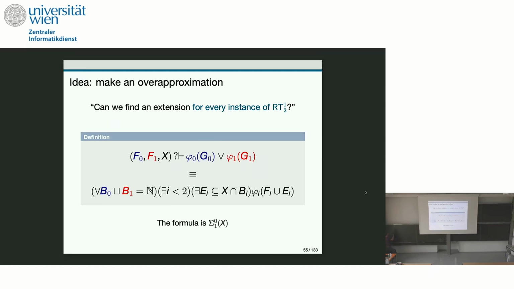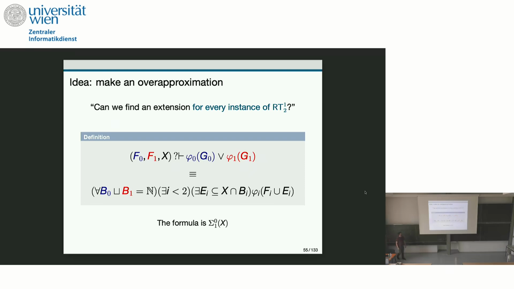This formula is equivalent to saying: is there some L such that for every B0 union B1 equal to, let's say, 0 to L, and then you have just the remaining formula. So there exists some side, there exists some E_i included in X intersection B_i, so that phi R, whatever you want, holds. So you have an existential quantifier, then you have bounded quantifiers. And so this is Sigma^0_1 with parameter still this set X.